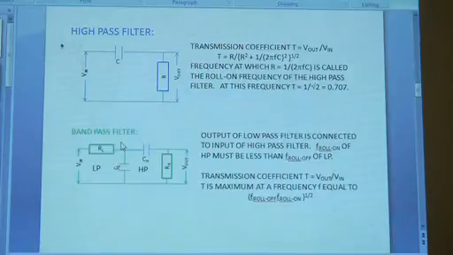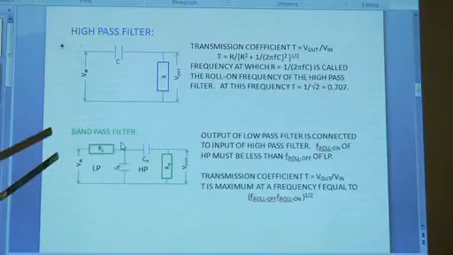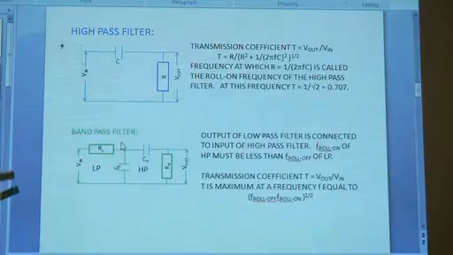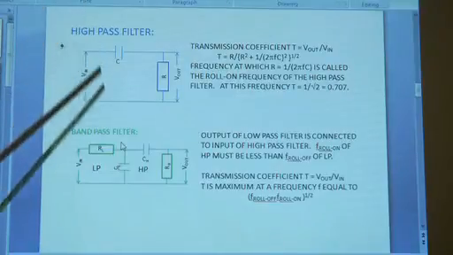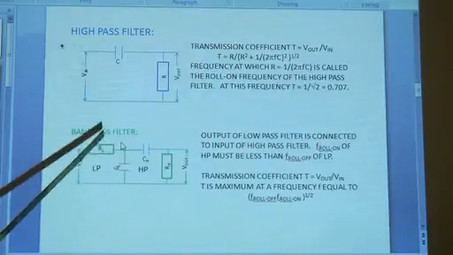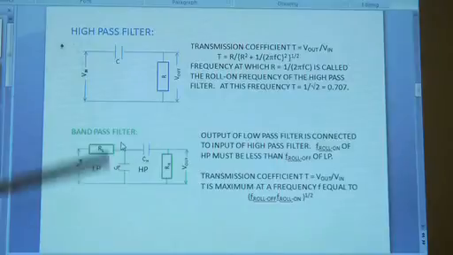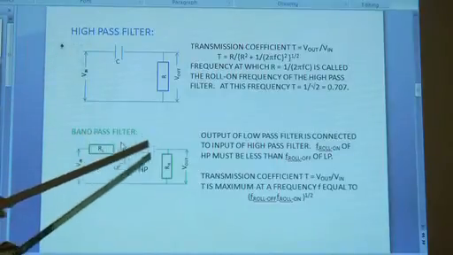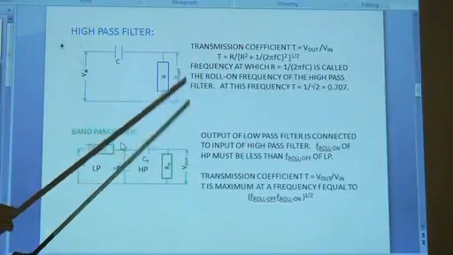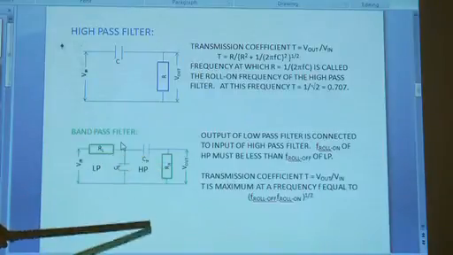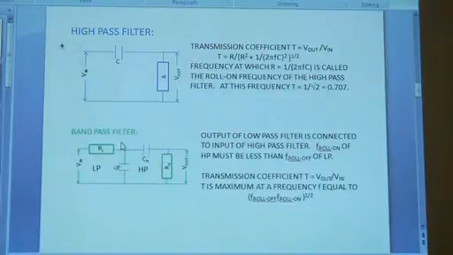A band-pass filter is obtained by putting low-pass and high-pass filters in series. There is the input to the low-pass filter. The output of the low-pass filter across the capacitor CL becomes the input for the high-pass filter. The output is taken across the resistance of the high-pass filter.